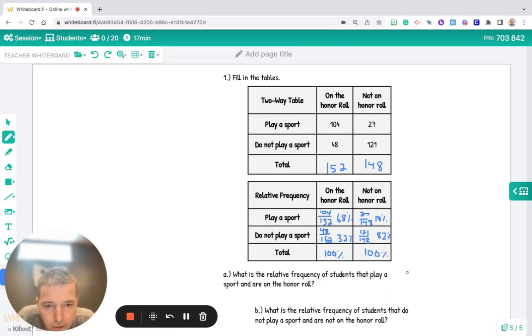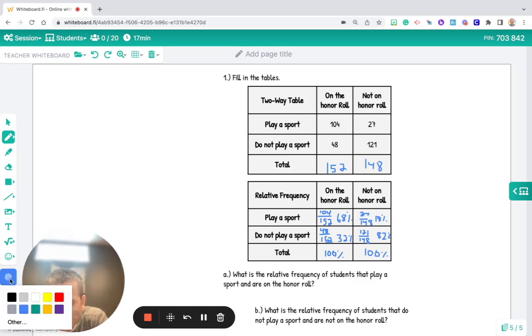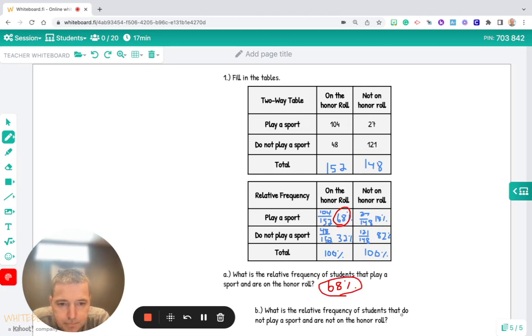What is the relative frequency of students that play a sport and are on the honor roll? So let's change the color here. So play a sport and are on the honor roll. Well, that would be 68%, right? What is the relative frequency of students that do not play a sport and are not on the honor roll? Do not play a sport and are not on the honor roll. Well, that was 82%.